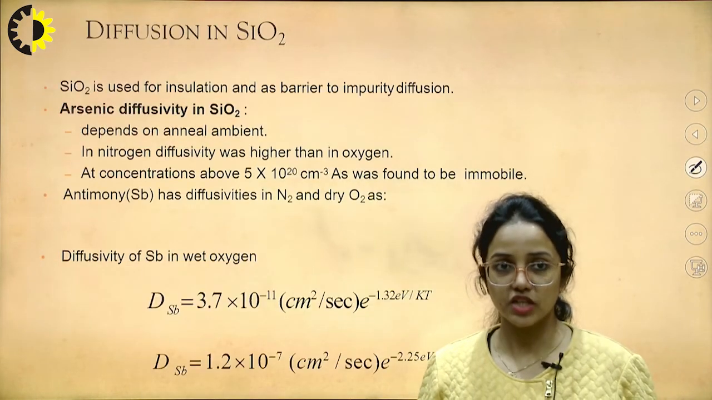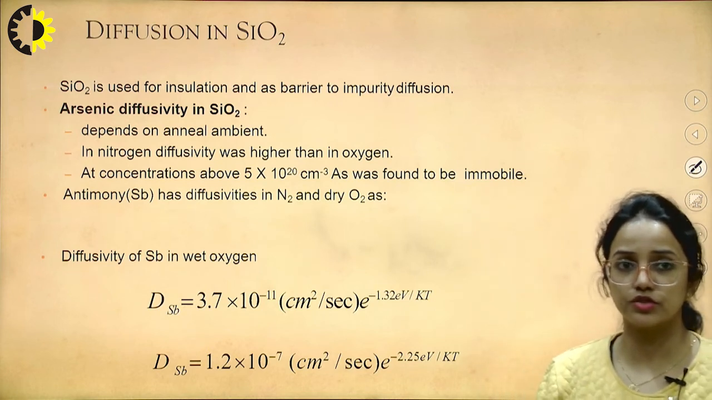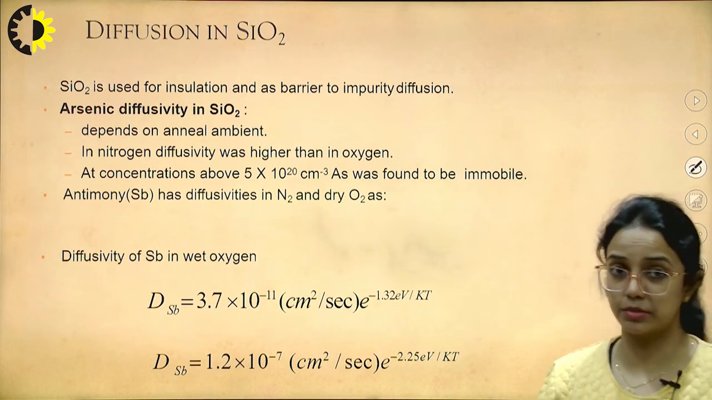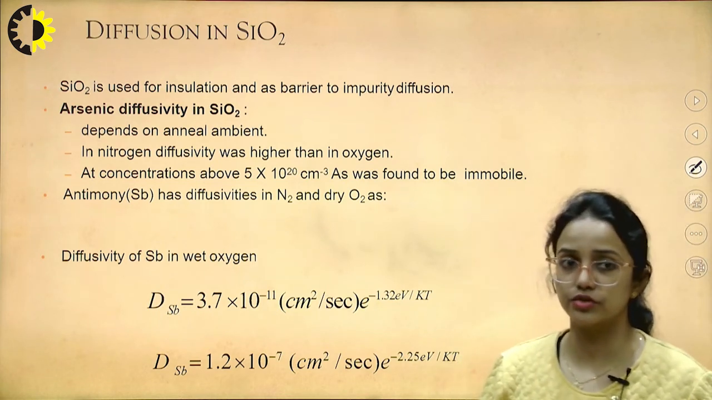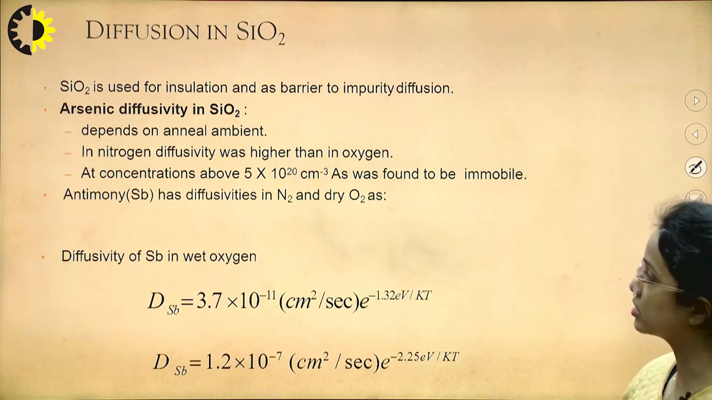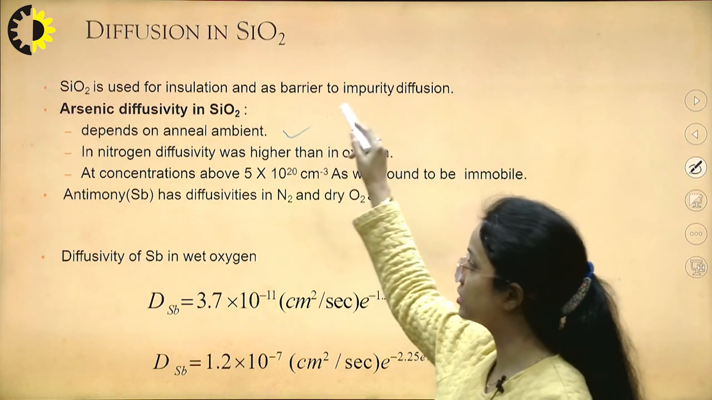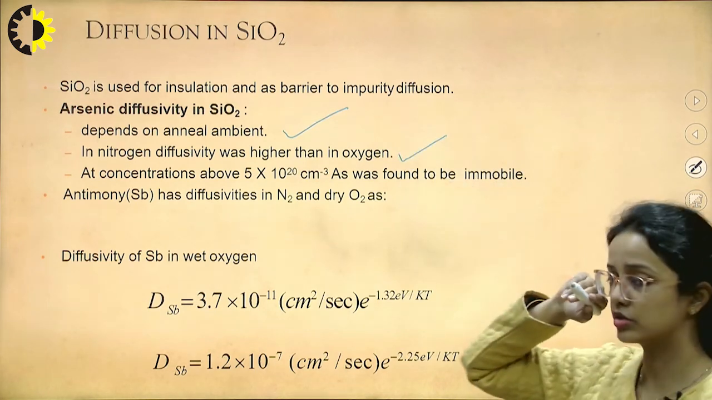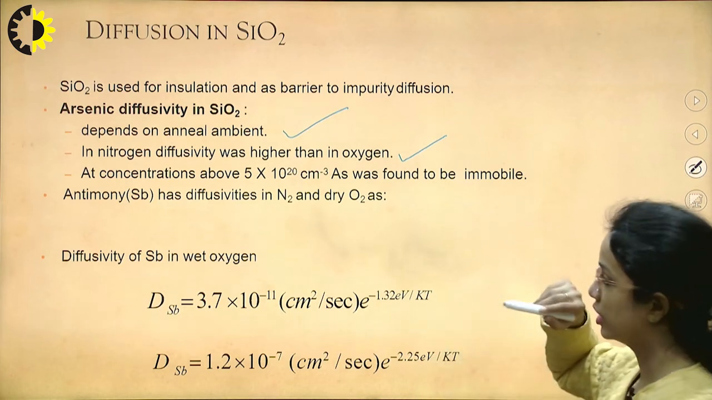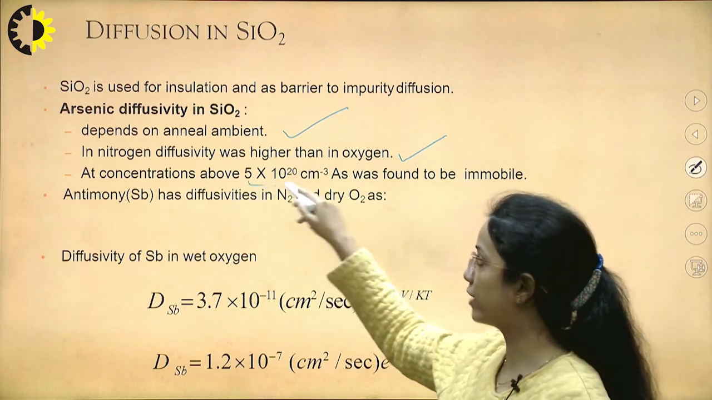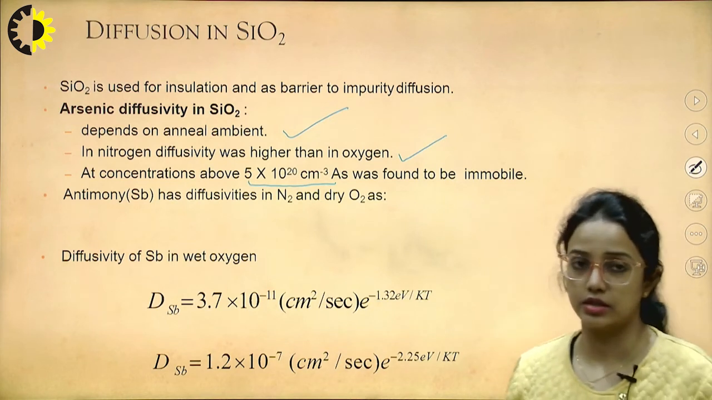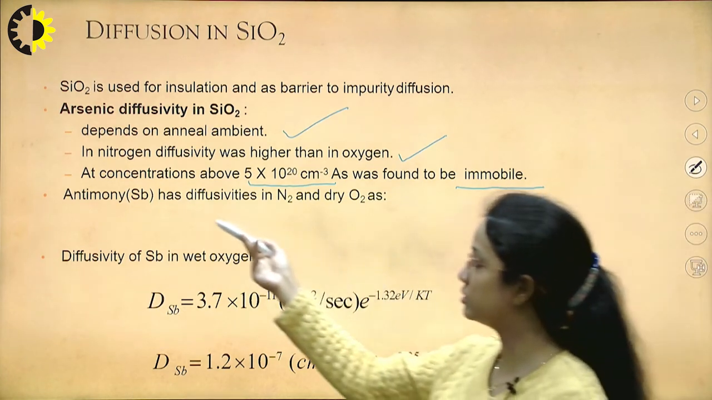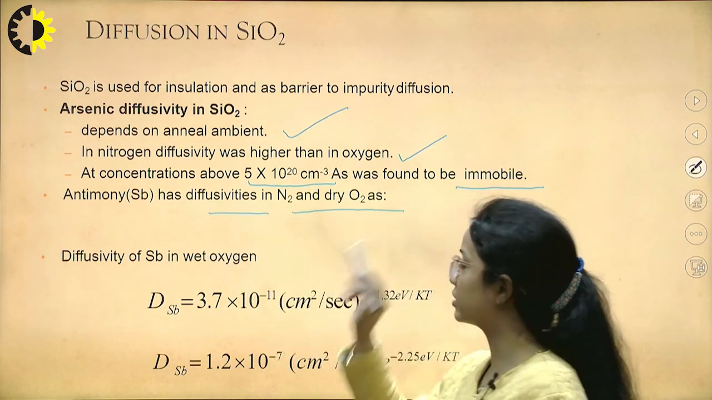So of course, we have to see diffusion in silicon dioxide. Silicon dioxide is used for insulation and as a barrier to many of the impurity diffusions. Arsenic diffusivity in silicon dioxide depends on the anneal ambient. In nitrogen, the diffusivity is higher than in oxygen. Concentrations above 5 times 10 raised to the power 20 per cubic centimeter were found to be immobile. So we have antimony-based diffusivity in nitrogen and dry oxygen.